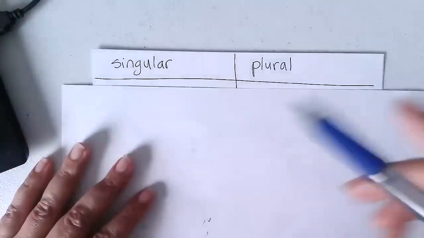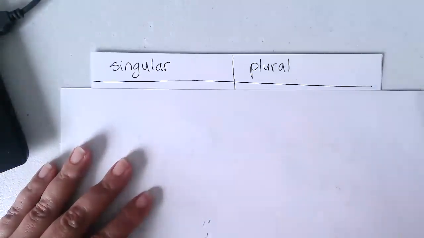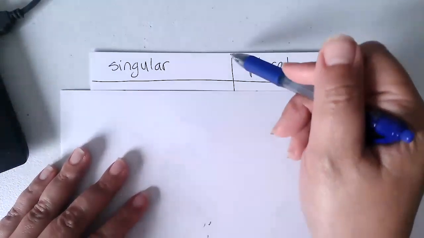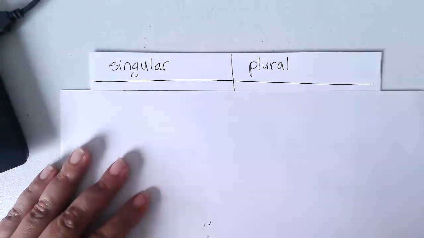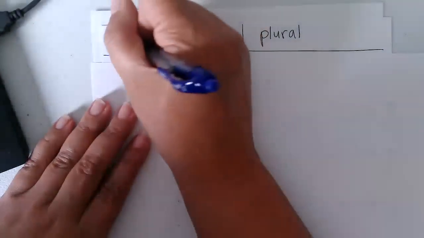So here we go. We're going to do a little singular and plural activity. So I want you to go ahead. Here's a piece of paper, make a line, and then I'm going to ask you to make a line going all the way down here. So this is how it would look. One like a T. You're going to go all the way down and you're going to go across this way, and you're going to write the word singular.